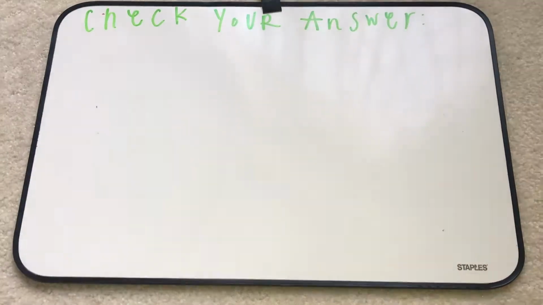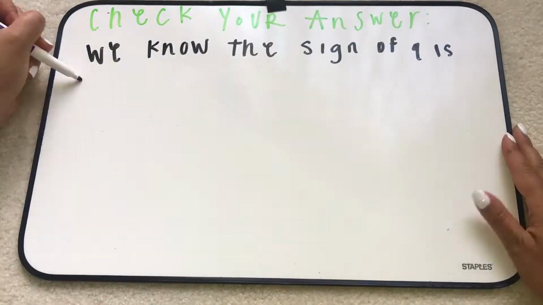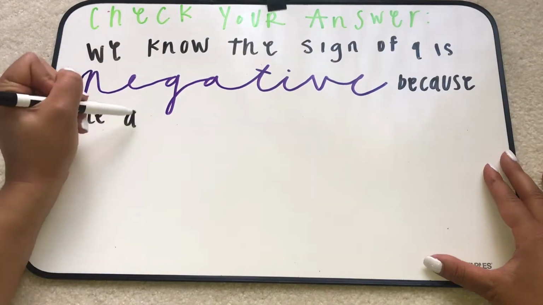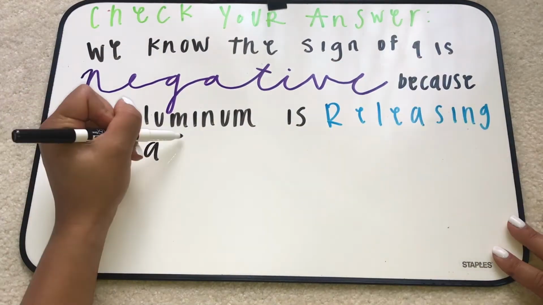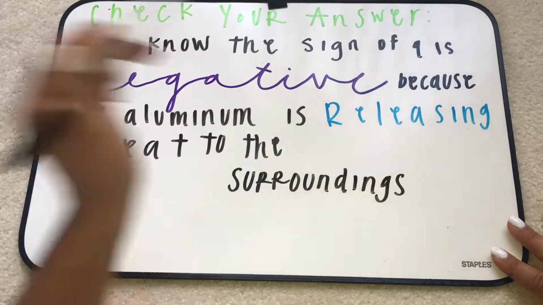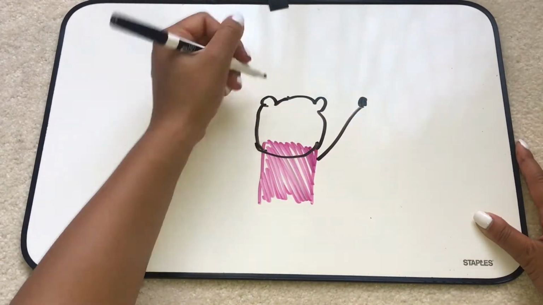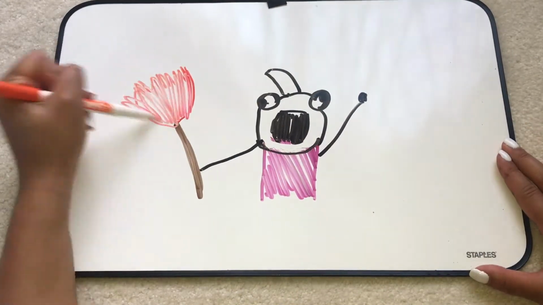We know that this answer is right because the sign of Q should be negative because the aluminum is releasing heat to the surroundings. With enough practice, you'll become a master at solving heat capacity problems.